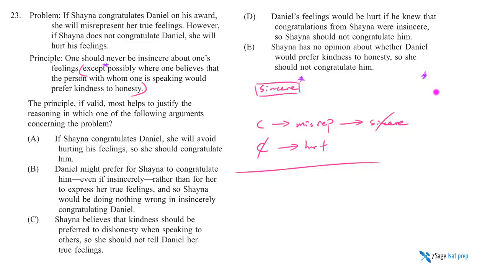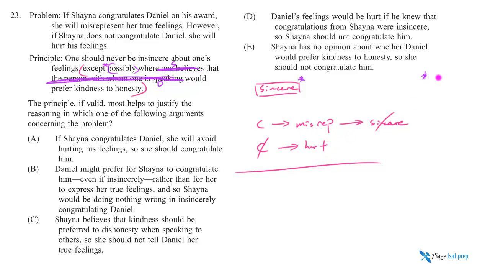So what's in the accept carve-out? Well, and I'm going to have to ask you not to look at this. For now, just forget the possibility, right? Accept where one believes, who's one, right? One believes that the person with whom one is speaking, oh, okay, now it must be, right? It must be, except where Shayna believes that, let's see, this bit has to be Daniel, except where Shayna believes that Daniel would prefer kindness to honesty. Okay. Kindness to honesty. Where are we being kind, potentially, or honest, potentially, or unkind, or dishonest, potentially? Well, here, right? This is not very kind. Hurting someone's feelings is not very kind. Misrepresenting your own feelings is not very honest, right?